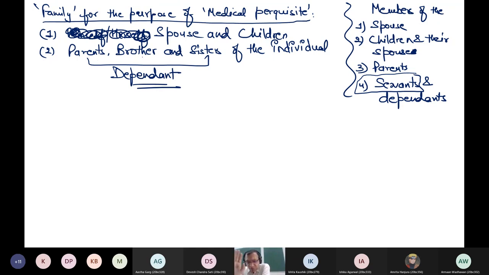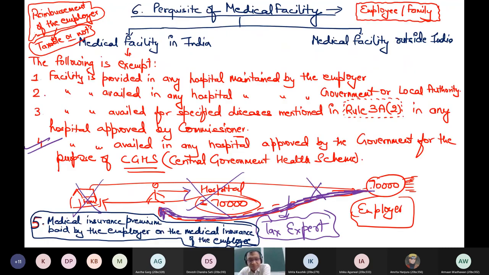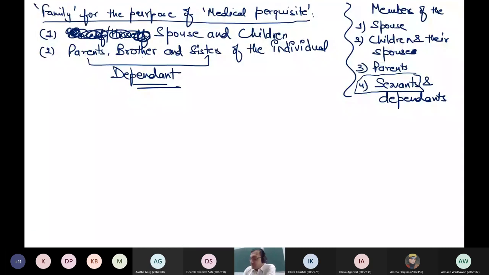Now let me discuss first numerical with you. Then only you will understand the concept in detail. And do remember, spouse and children can be independent. Still the exemption is available. The dependent word is used only for parents, brothers and sisters. So let me discuss a small numerical, then you will understand the doubt.